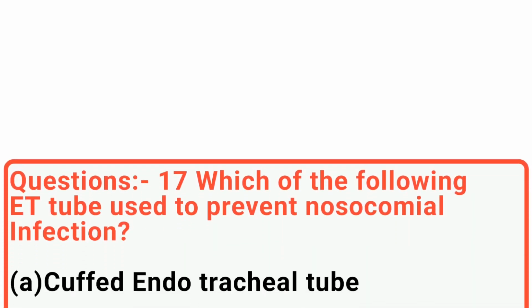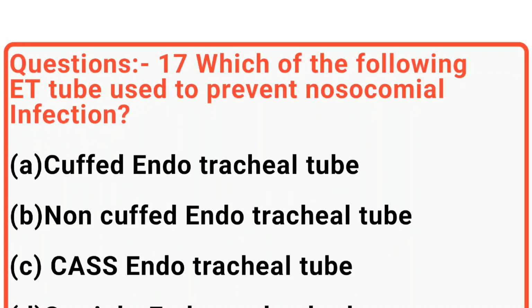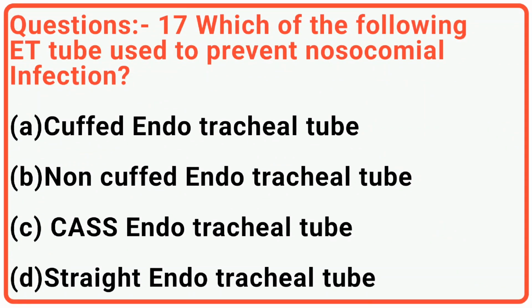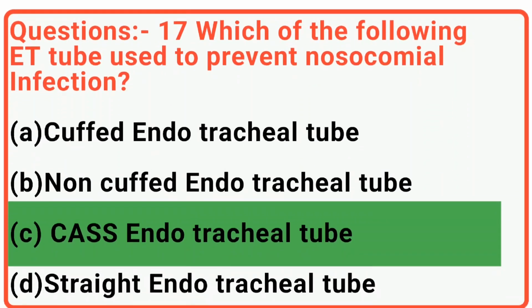Question 17. Which of the following ET tubes is used to prevent nosocomial infection? A. Cuffed endotracheal tube. B. Non-cuffed endotracheal tube. C. CASS ET tube. D. Straight endotracheal tube. Right answer is C. CASS ET tube.